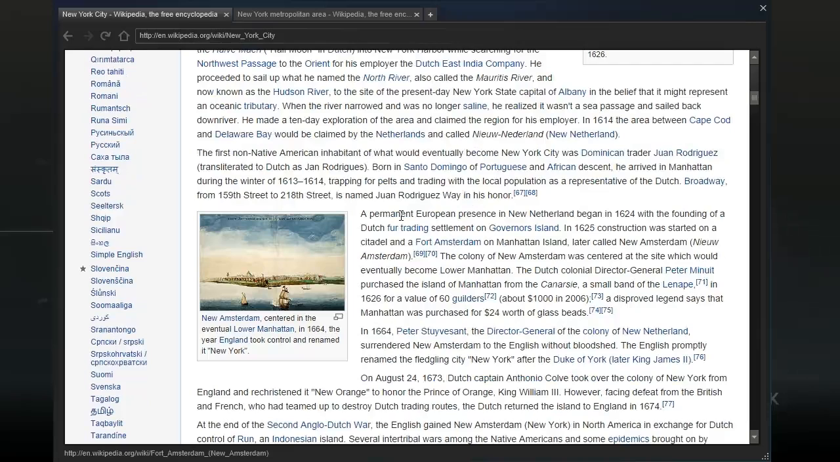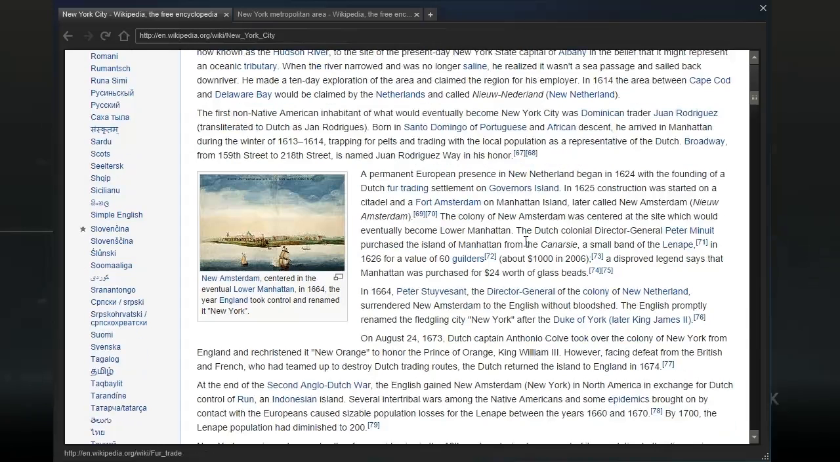A permanent European presence in New Netherland began in 1624 with the founding of a Dutch fur trading settlement on Governor's Island. In 1625, construction was started on a citadel and a Fort Amsterdam on Manhattan Island, later called New Amsterdam. The colony of New Amsterdam was centered at the site which would eventually become Lower Manhattan. So basically, where the city is in the game, is where this is right now.